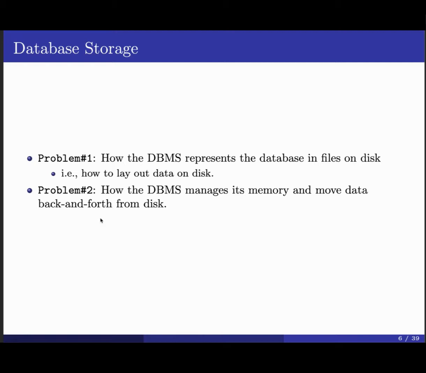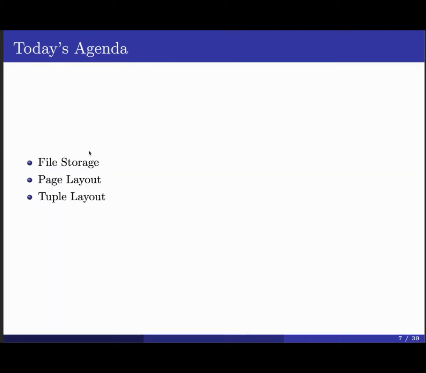And the second problem we need to think about is how the database manages its memory and moves data back and forth from the disk, which is the part that the buffer pool takes care of. So today's agenda, I'm going to look at the first one here: how can we organize the database across a sequence of blocks in the file storage? Because the file storage is going to be blocks of data.